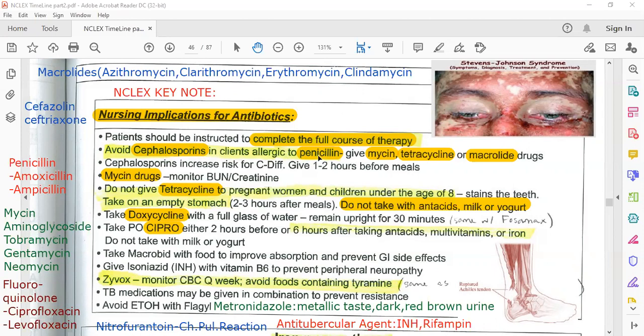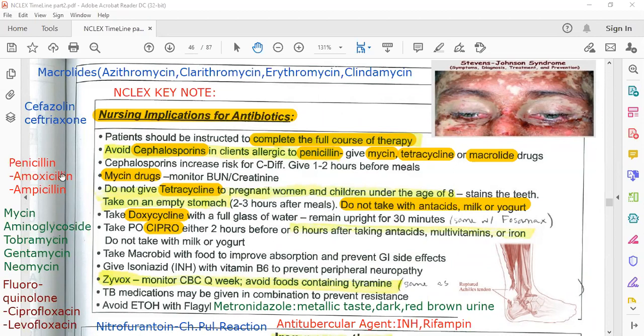Penicillin we basically use for gonorrhea, pneumonia, or urinary tract infection, UTI. The most common penicillins we use are amoxicillin, ampicillin, and penicillin itself, right?